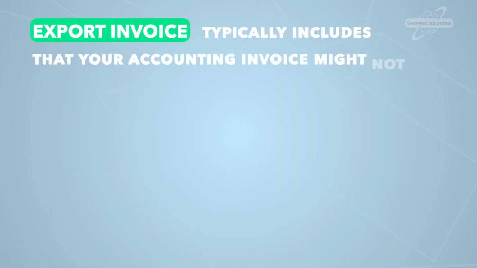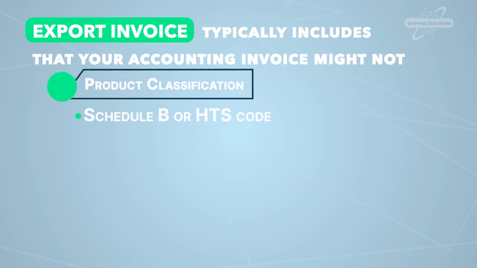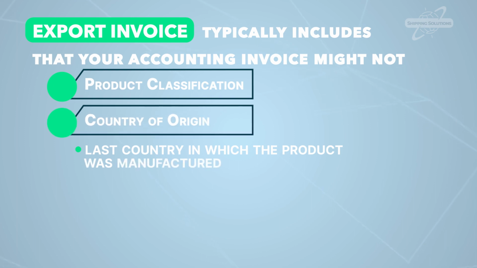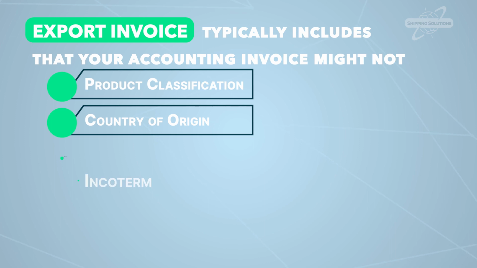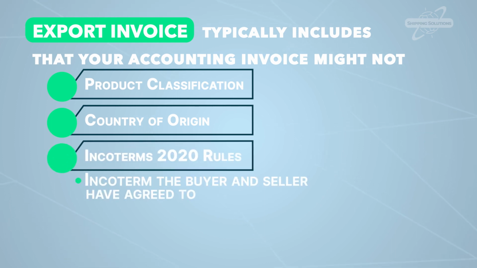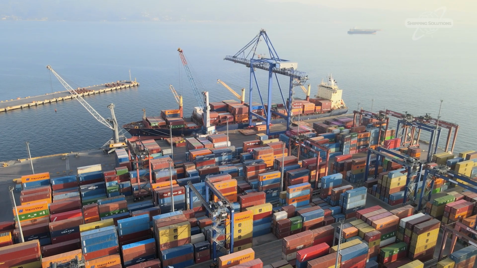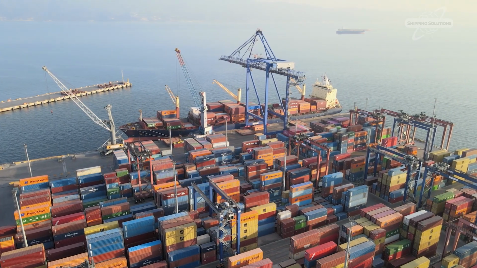Here's what an export invoice typically includes that your accounting invoice might not. Either the Schedule B or HTS code for product classification, the last country in which the product was manufactured or significantly altered, not necessarily where the supplier or manufacturer is located or where you purchased the product. The Incoterm the buyer and seller have agreed to. These internationally recognized terms define responsibilities of the buyer and seller during the shipment.